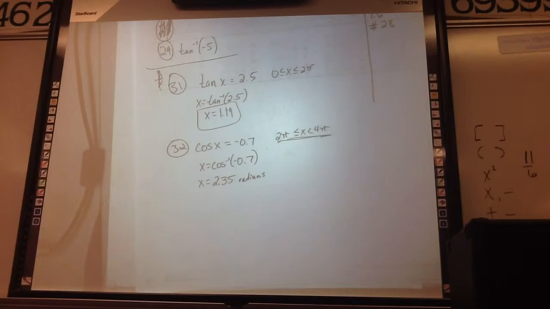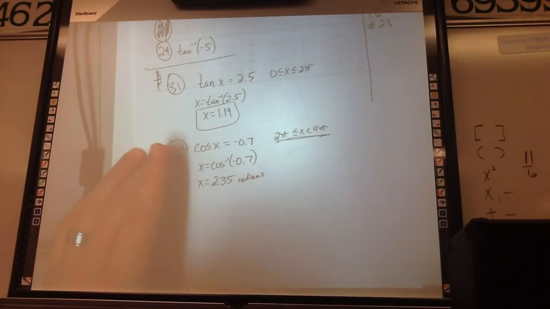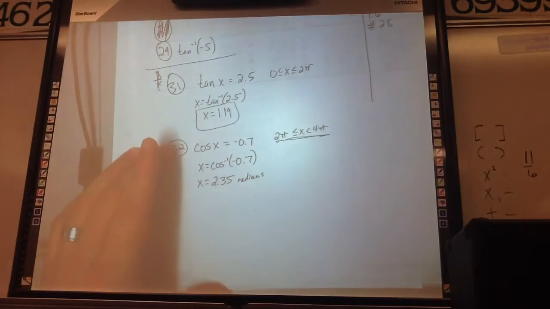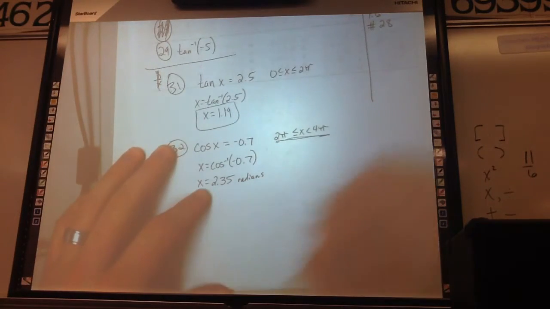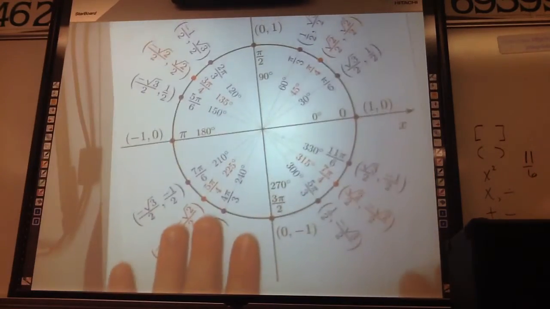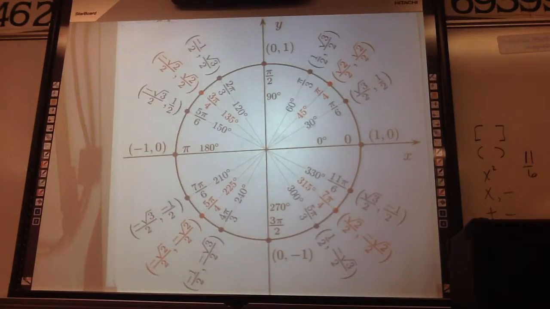Quiet. How do you add 2 pi? Just 2 pi plus that. Just watch. What's 2 pi? 2.35 radians. You come on here and you're like, that's not on there. Well, no crap, it's not.